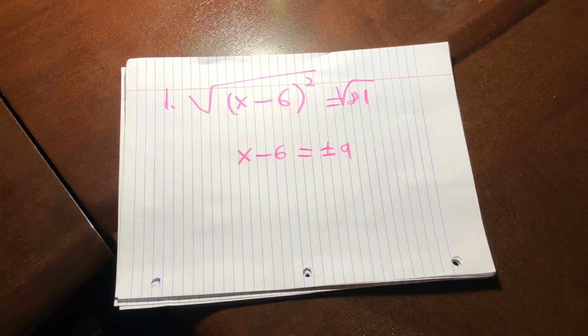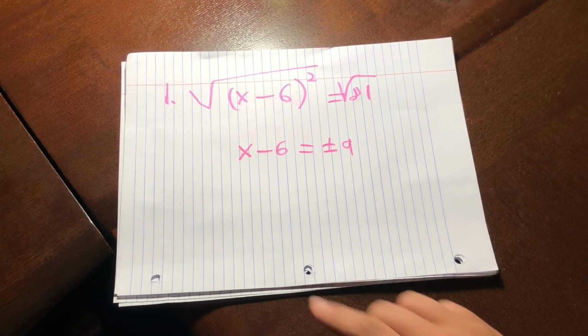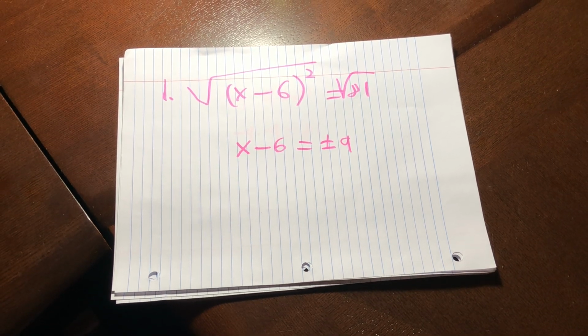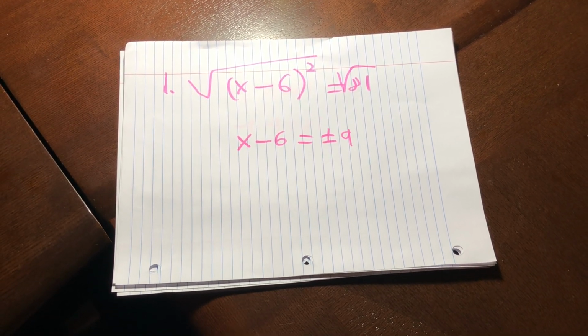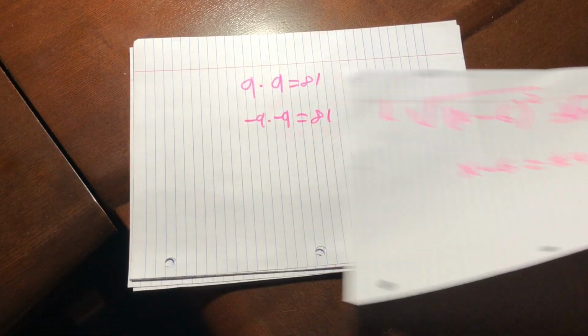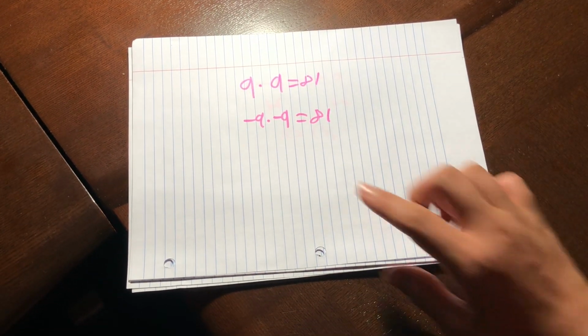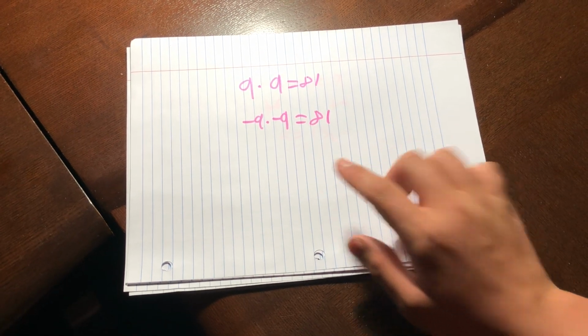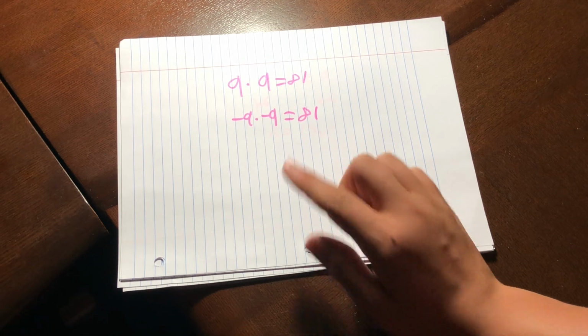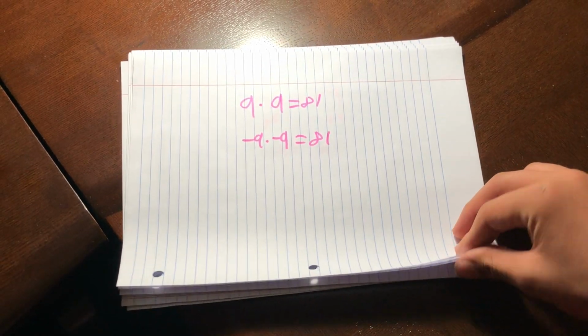And when you take the square root of both sides, you get x - 6 = ±9. See, when you take the square root of both sides, you need to have the positive or negative sign, since 9 times 9 equals 81, and negative 9 times negative 9 also equals 81. So both can be used.